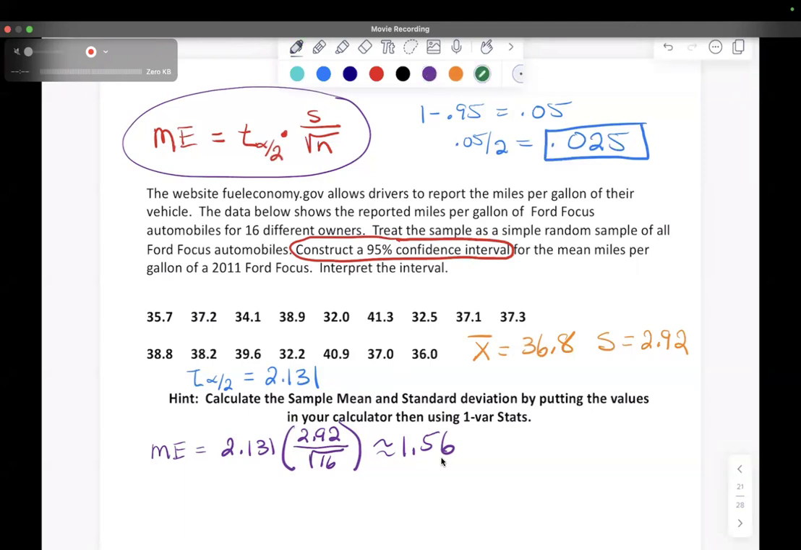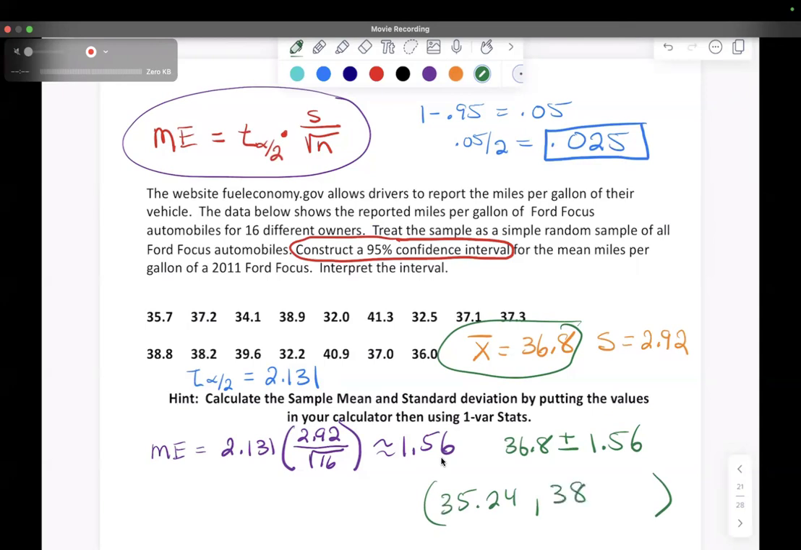So my confidence interval would be this mean, 36.8, plus or minus 1.56. The other way to write it would be to add 1.56 to 36.8 and subtract. So I have 35.24. I don't know why I didn't just do this in my head. That was an easy one.